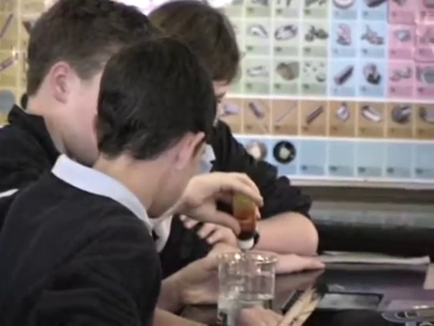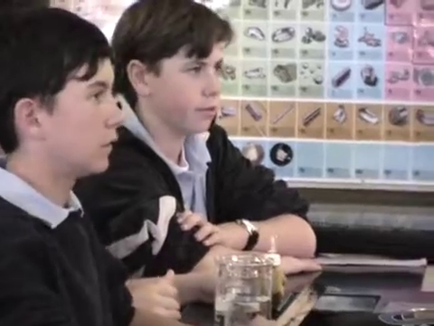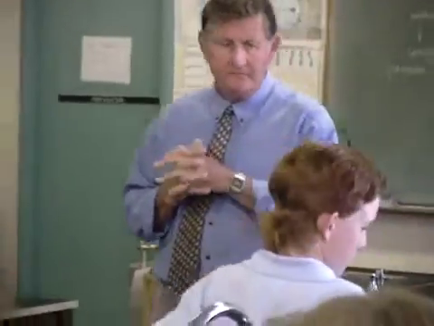Right. When you put the universal indicator in, the universal indicator will be that colour. That indicates that the solution in there is neither acid nor alkaline, acid or basic. It is neutral. Okay? That's the green colour. A few drops.